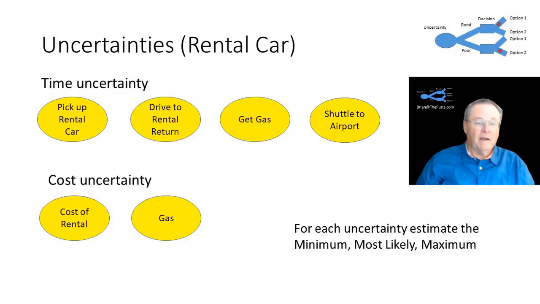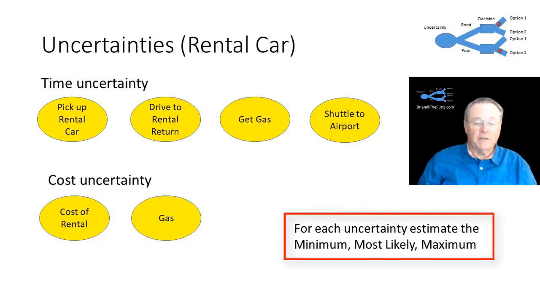Now, we have to understand the uncertainties involved. Let's take the rental car as an example. What is the time uncertainty for using a rental car both ways? I have to pick up the rental car. I have to drive to the rental car return. Somewhere along the line, I have to get gas, and I need to shuttle to the airport. On the cost side of this alternative, I have the cost of the rental and the cost of the gas. For each one of these uncertainties, I'm going to identify a minimum, most likely, and maximum value, and then fit those to a triangular distribution.